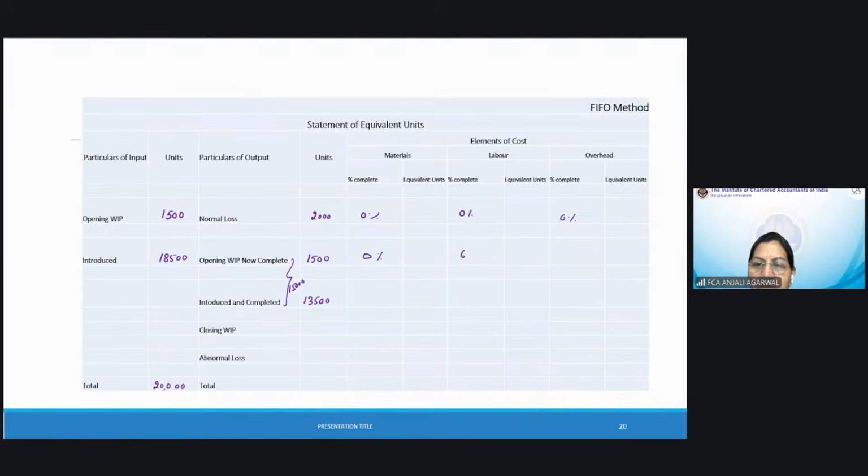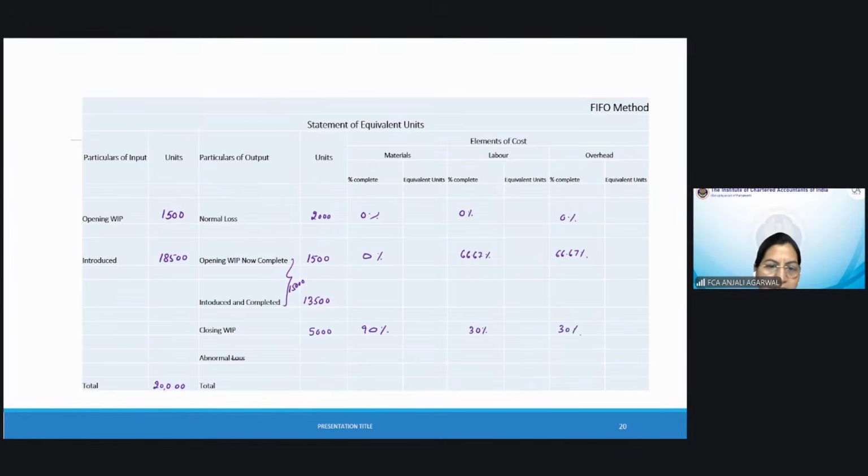Material we don't need to incur. Labor and overheads we need to incur 2/3. Closing WIP 5,000, 90% complete as far as material is concerned and 30% complete as far as labor and overheads.